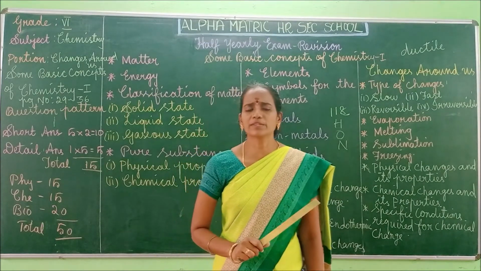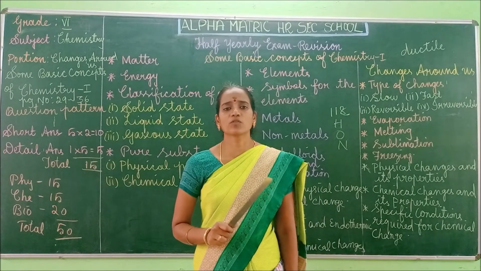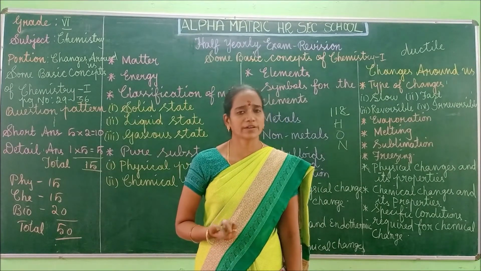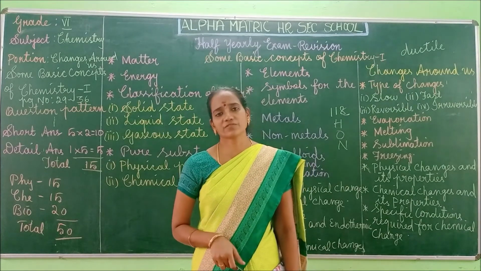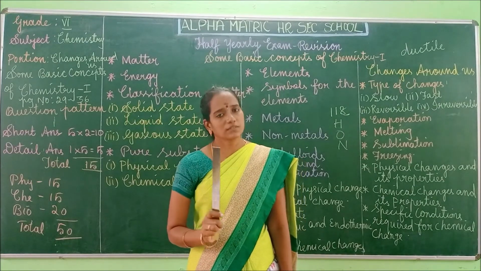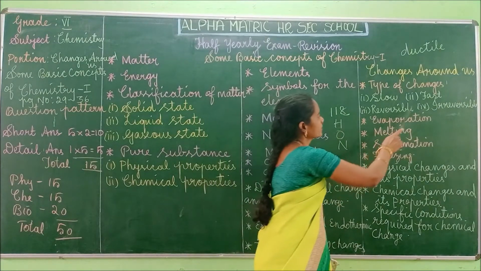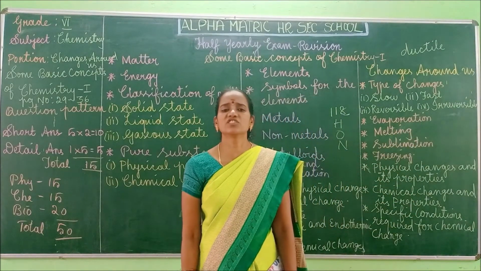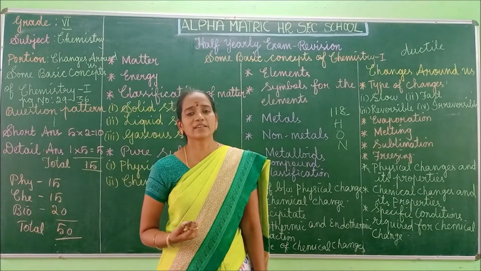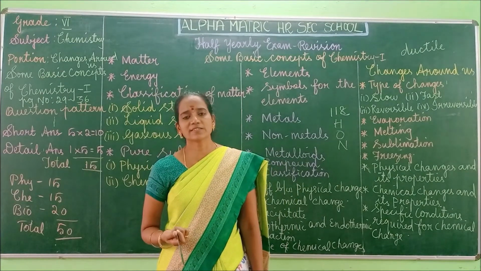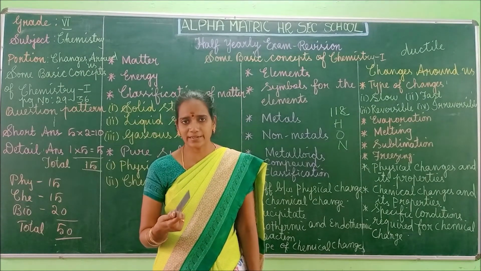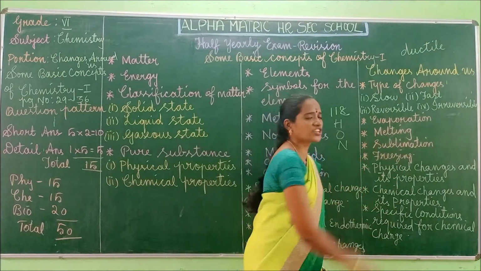So what do you mean by slow change? Changes which occur over a longer period of time are called slow change. Example, rusting of iron, germination of seed, growth of a child. Minimum 2 examples you should give for this change. Okay, children, right. So next one, fast change. Changes which occur within a fraction of seconds are called fast change. Example, bursting of crackers and burning of paper. These things will happen immediately, right? So next one, reversible change means what?